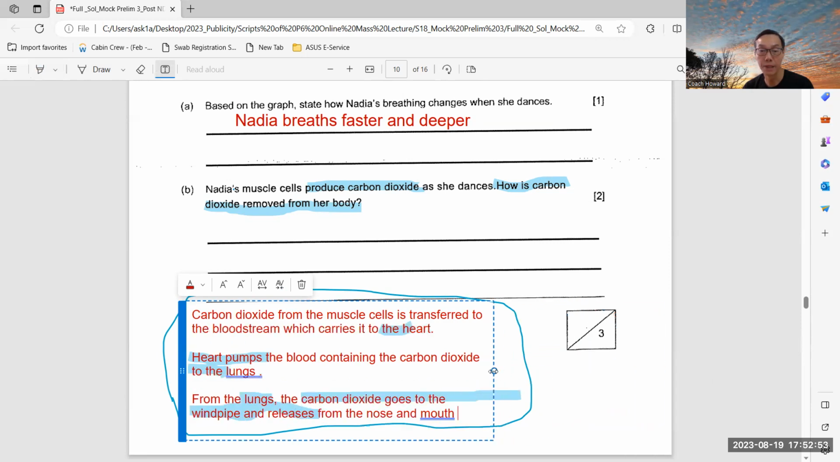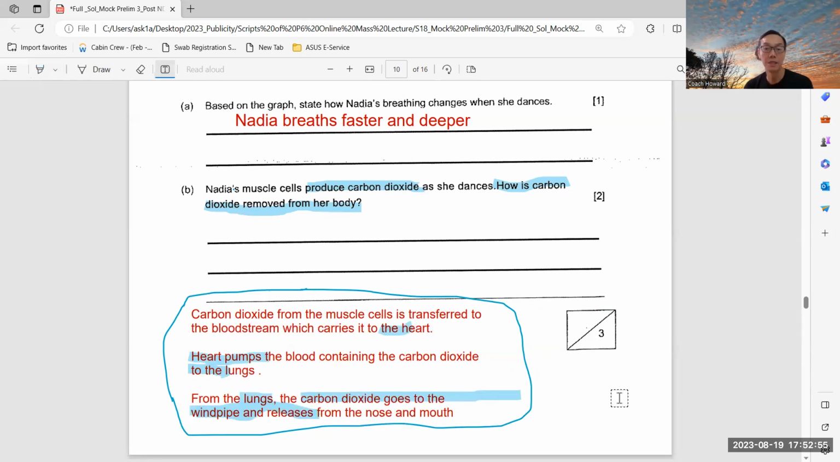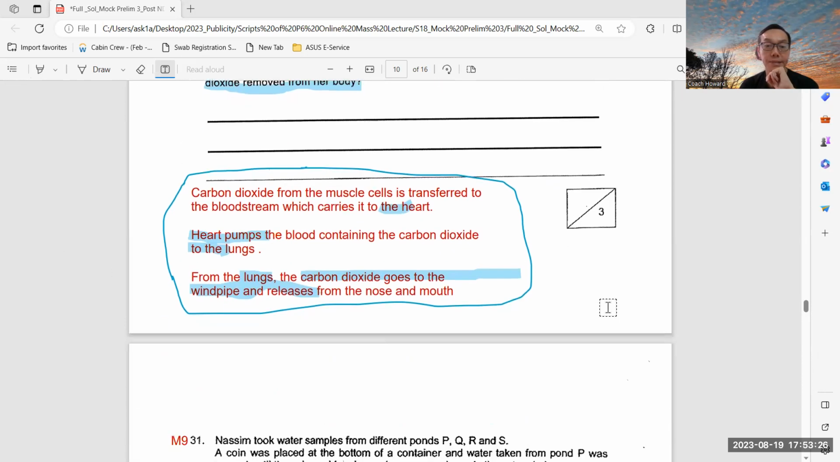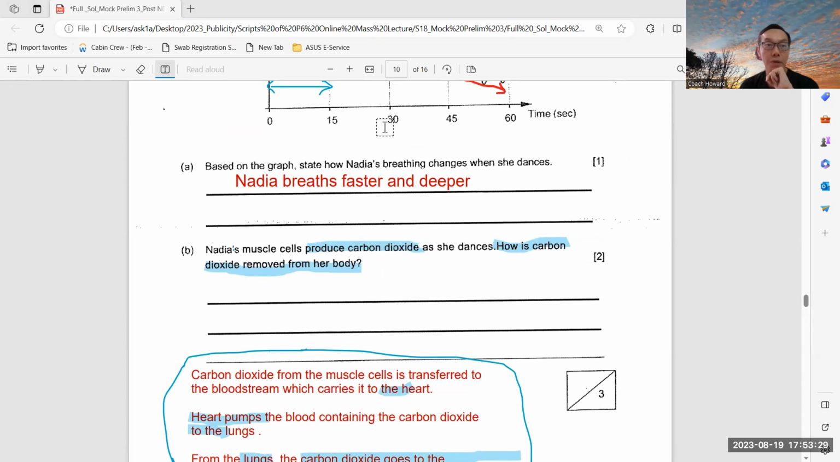Let me squeeze it back in this part. Okay, release from the nose and mouth. Okay, you can screenshot here. Yeah, she breathes faster and deeper. Okay, yeah, this part. Okay, I will pause for a while for any questions.